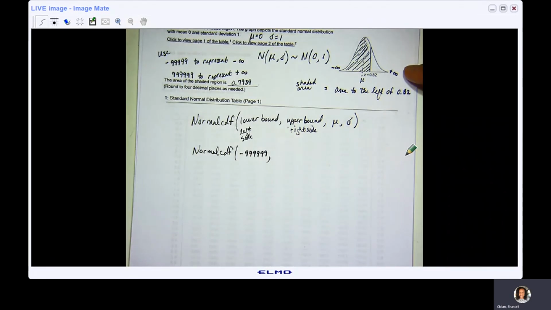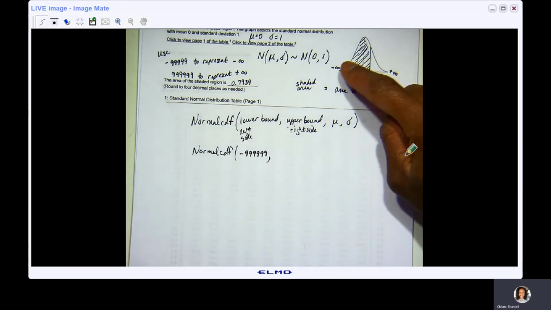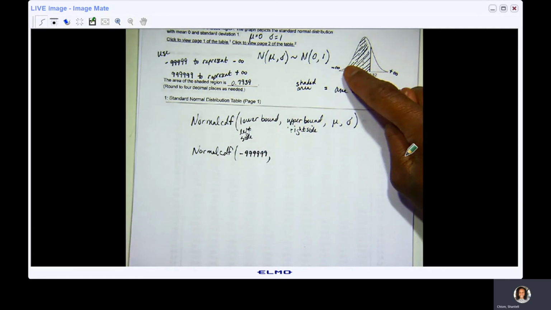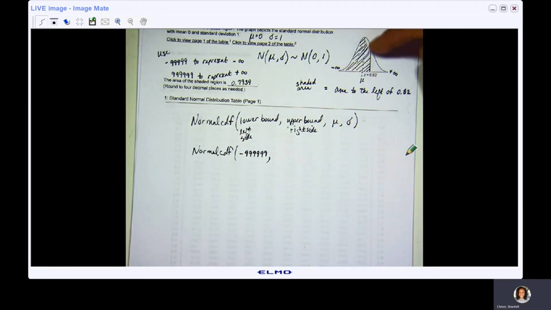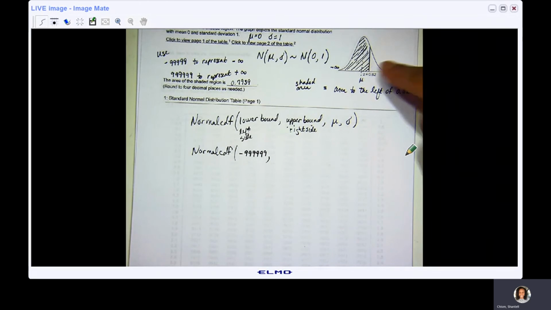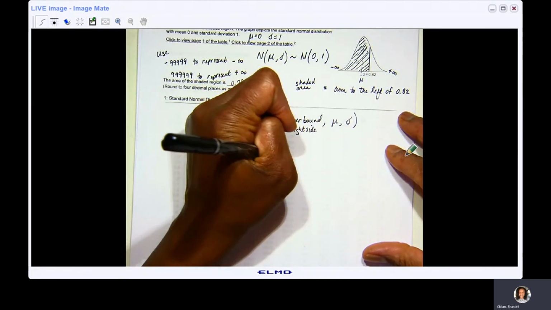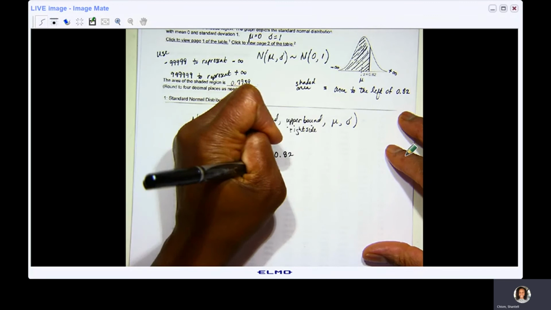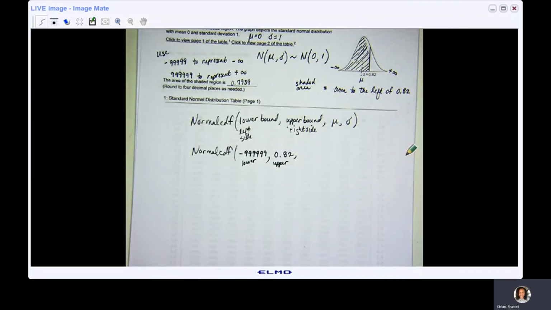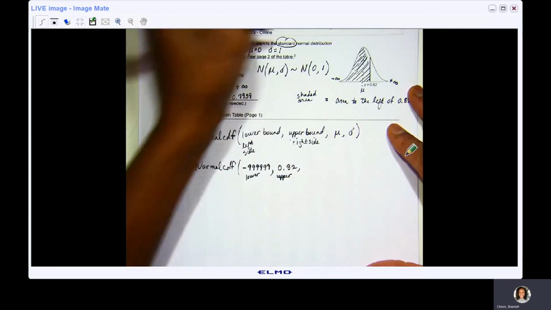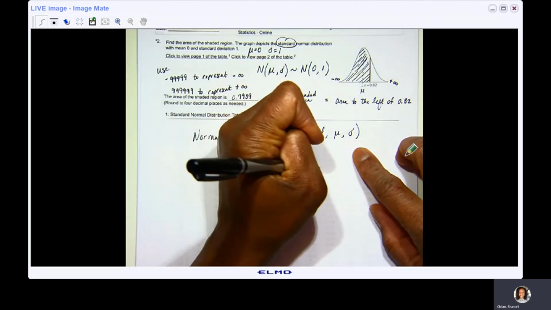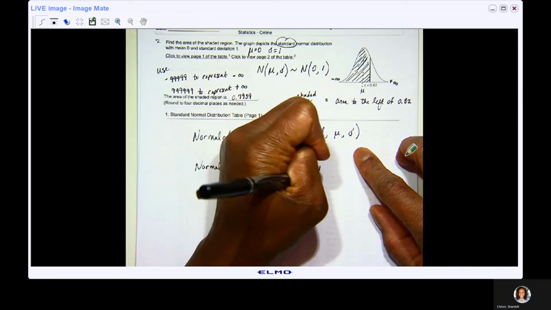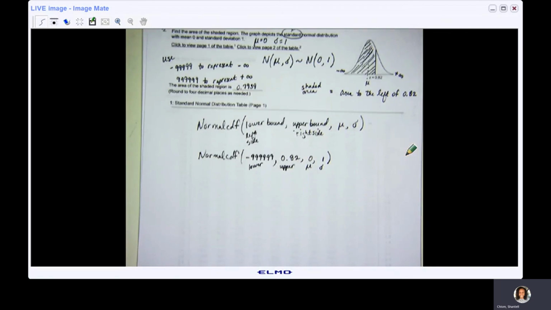Now, of course, we're not shaded to the right tail. We're not approaching positive infinity, so we don't need that. So our lower bound, our left side bound, is negative infinity, negative 99999. Our right side bound, where it stops on the right, is the z-score, that 0.82. Because remember, the graph is depicting the area to the left of 0.82. So our upper bound is the 0.82. So this is the lower bound, this is the upper. And remember, we're dealing with z-scores, the standard normal. So the mean is 0, the deviation is 1. And that is how we'll enter it into our calculator.